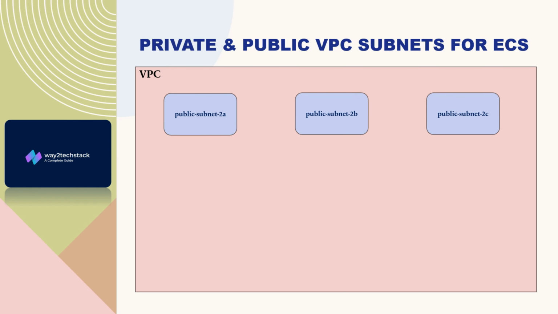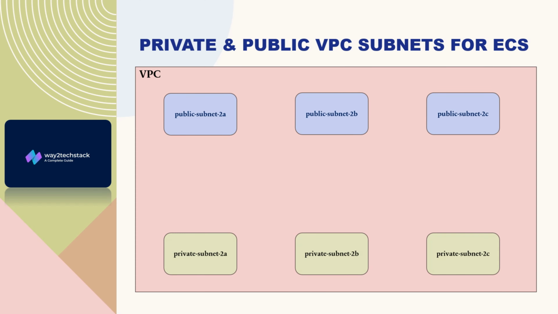I have picked here Ohio region. So based on the Ohio region, we'll have three availability zones. So I want to spin up my public subnets across three different availability zones as part of high availability. One is public subnet 2A, public subnet 2B, and public subnet 2C. And then I want to create a private subnet where I want to spin up my cluster.